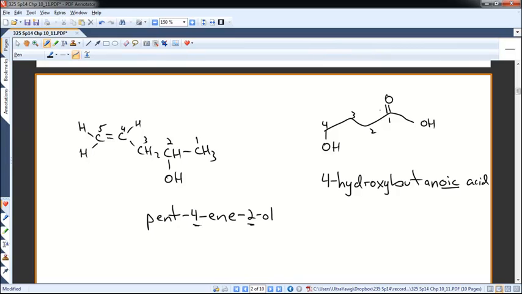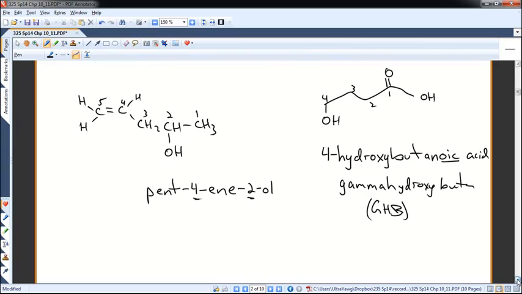If you name this the common system, it would be alpha, beta, gamma. So this would be gamma. Oops, G-A-M. I have an eraser when I need to scribble things out. Gamma hydroxybutanoic acid, which is sometimes referred to as GHB. And if you know what that is, you're a creeper.